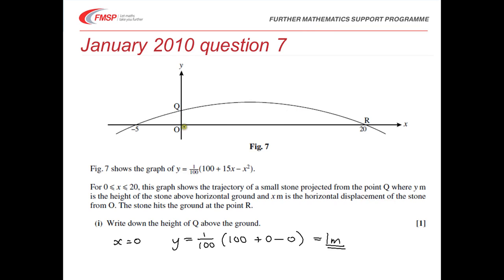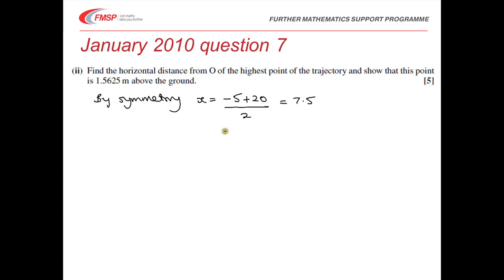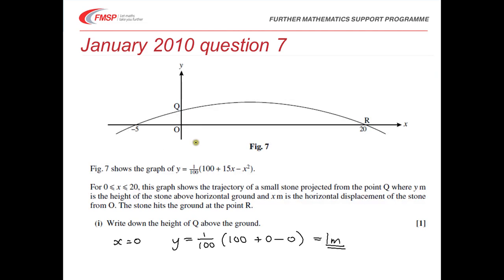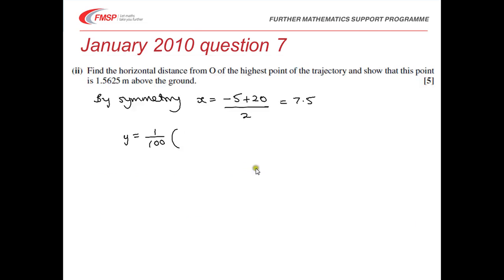So looking at the curve, that means that this is 7.5 metres along from the origin, and we also have to work out the y-coordinate. Well, all you need to do there is substitute it into the equation of the curve. So it's 1 over 100, and if we look back, 100 plus 15x minus x squared. And if you work that out, it does indeed work out to be 1.5625 metres. So that's part 2, and that's 5 marks.